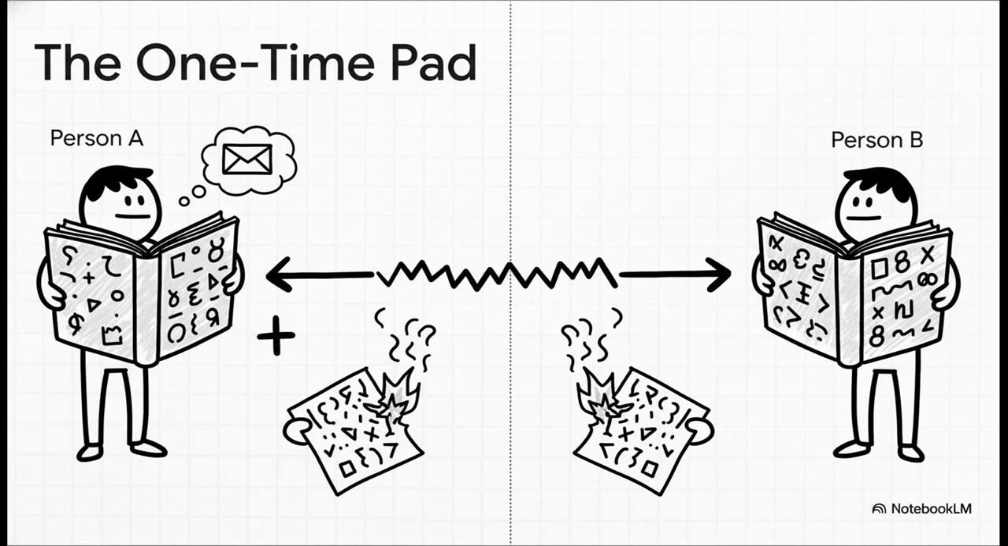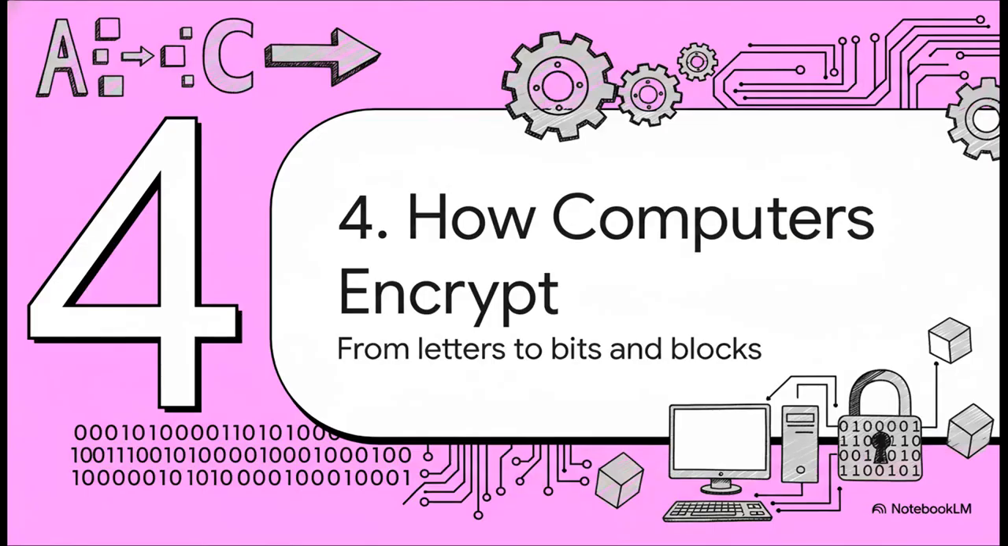Well, imagine trying to securely deliver a new key that's the size of a Netflix movie for every single movie you want to watch. Yeah, not gonna happen. It's just not practical for the real world. Okay, so how did we go from shifting letters around to the kind of encryption our phones use?